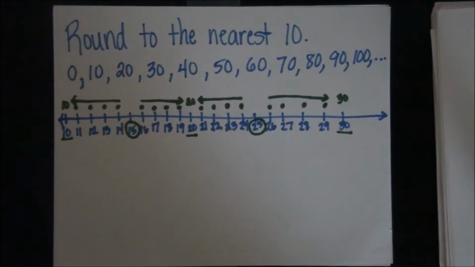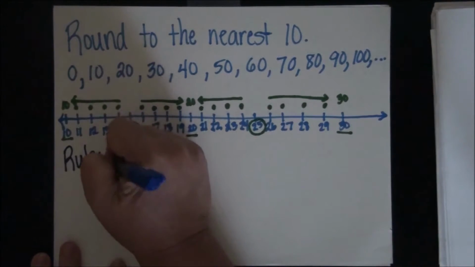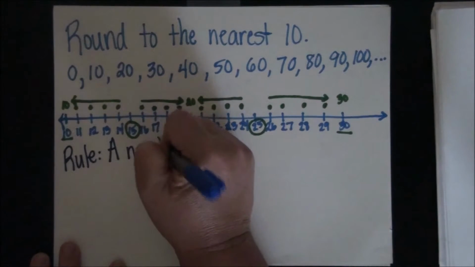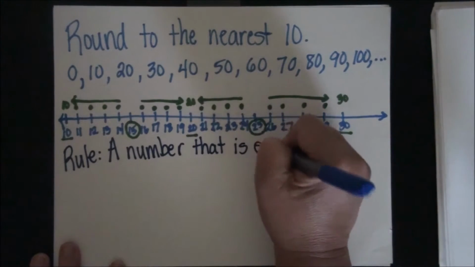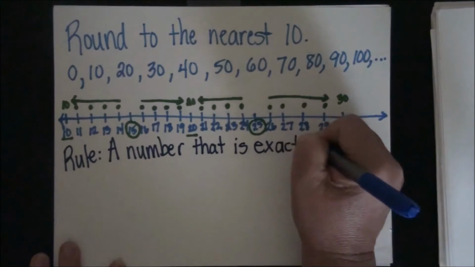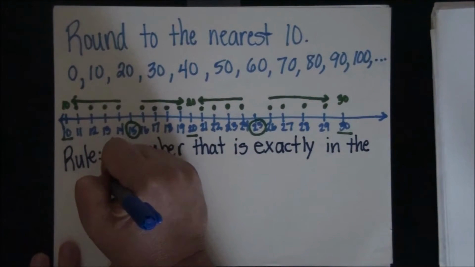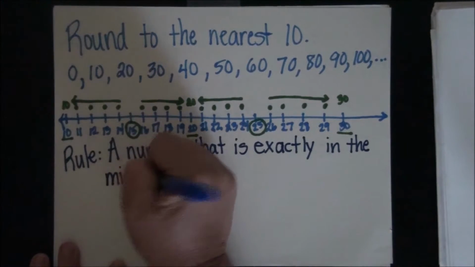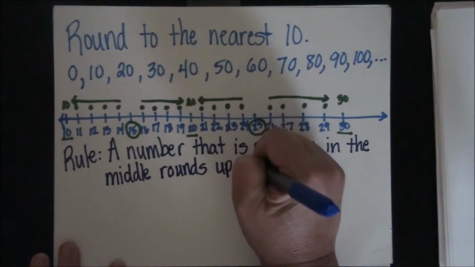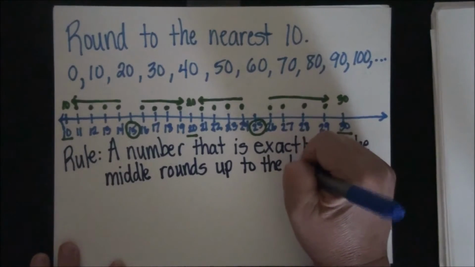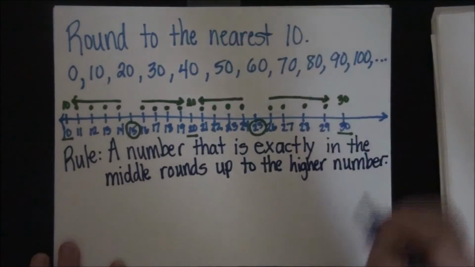So mathematicians made a rule, and the rule is a number that is exactly in the middle rounds up to the higher number, the higher 10 or the higher 100. In this case, it's the higher 10.